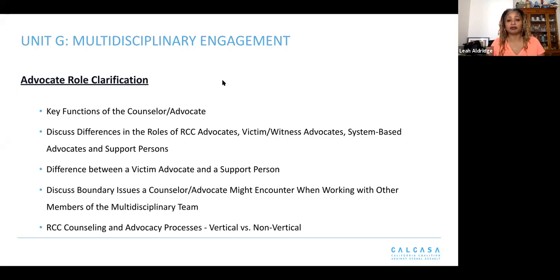You want to make sure, be clear that your advocates are aware of that and what those distinctions are. Okay, if we could go to the next slide.